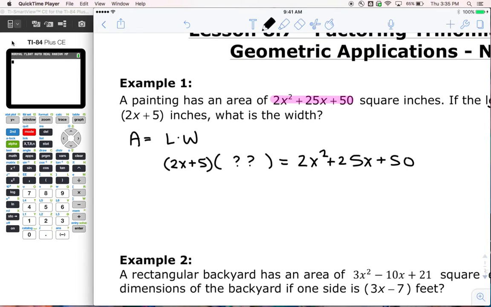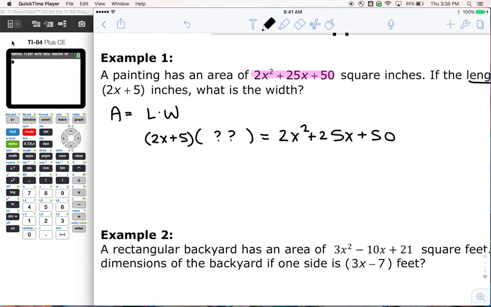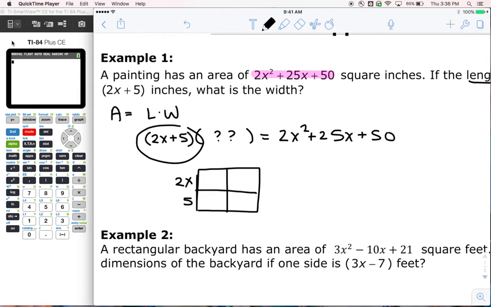I think the best way, hands down, to do this problem is to use the box method. And let me show you what I mean. Let me help you get it set up. So here's my box, and I know one of the sides is 2x and 5. This is one of the sides. So now we're going to remember when we used to do the box method, this term right here always ends up in this spot in the box. So we know 2x squared goes here.